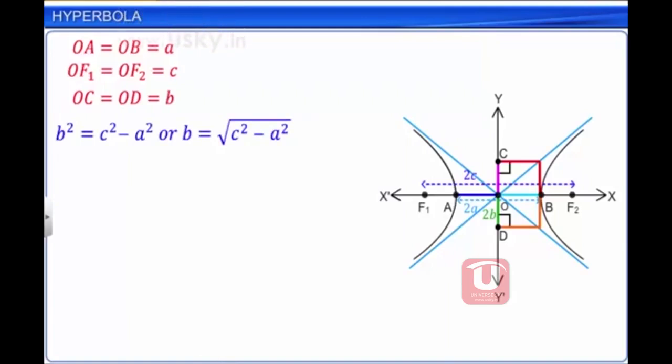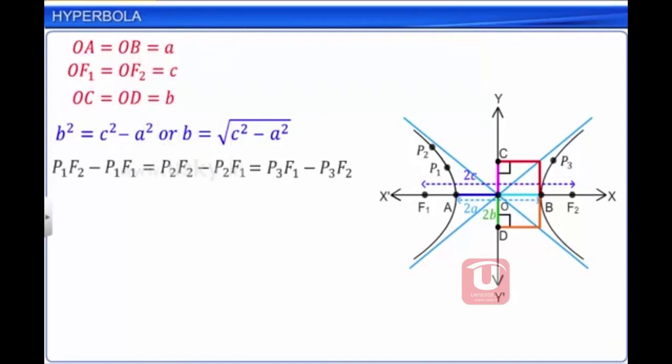Now, let us find the difference of the distances of a point on a hyperbola from its foci. Let P1, P2 and P3 be any 3 points on the hyperbola. By definition, we know that the difference between the distances of a point on a hyperbola from its foci is constant. Let this constant be k.